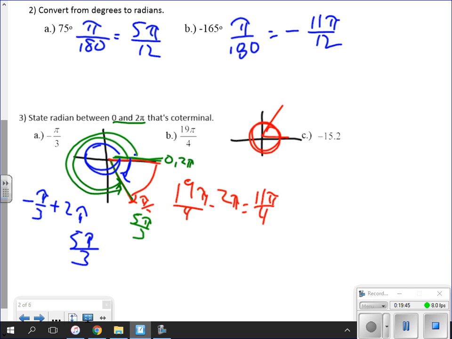Is that between 0 and 2 pi? No. Because the numerator is more than twice the denominator, it's more than 2. So what do I need to do? I need to subtract 2 pi again.